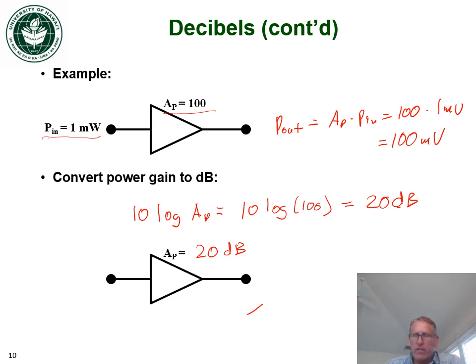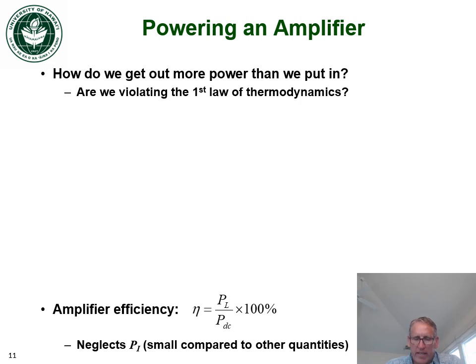All right, now let's talk about the actual power inside the amplifier. What's happening inside the amplifier? And how do we model it? And how do we think about it? In the previous slide, we talked about an amplifier that had some 1 milliwatt coming in and 100 milliwatts going out. Where does that power actually come from? Are we violating some law of thermodynamics in our model there? In fact, we're not. And the reason is that we often just don't draw it quite accurately.